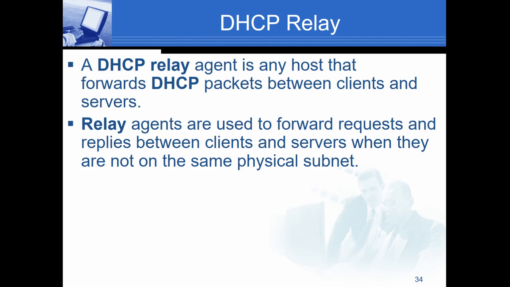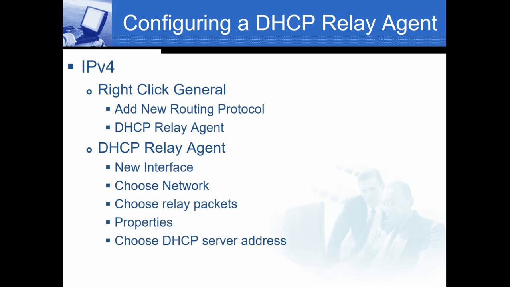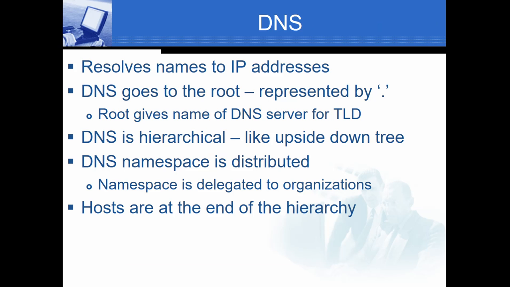A DHCP relay is where you have two separate networks connected with a router, but you only have one DHCP server. So you need to be able to get IP addresses for people that are on the network that's not the same as where the server is. The relay will do that for you. And again, configuring a relay agent is not very difficult. The next slide is going to be set up: you right click, add the new routing protocol, set up DHCP relay, then relay agent, new interface, choose a network, choose relay properties, and the video again takes you step by step in here.